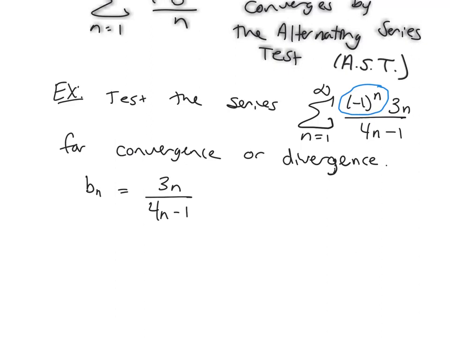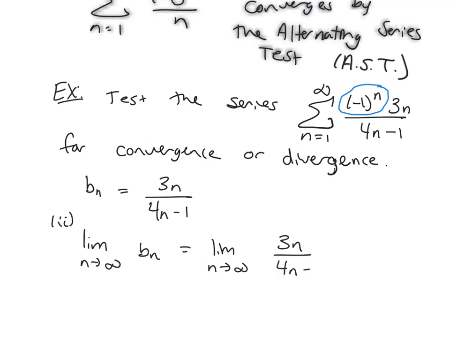So sometimes when I'm doing these problems, I'll start with the second condition, the limit part. Especially in this case, it's really easy for me to calculate this limit. So I'm looking at the limit as n goes to infinity. I'm focusing on condition 2 right now, of 3n over 4n minus 1.